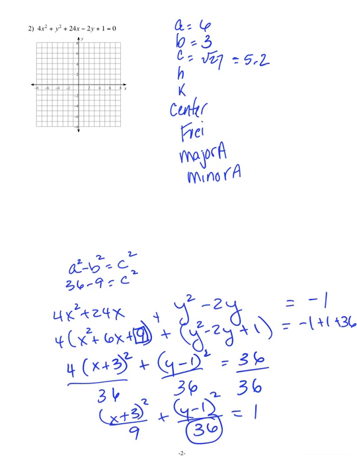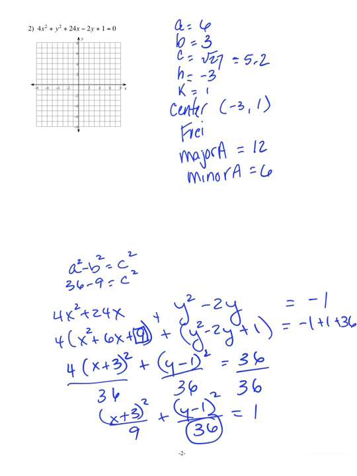Your H is the guy inside the parentheses with the X, the opposite sign, so -3. Your K is the opposite of the -1, so 1. So your center is -3, 1. Your major axis is 2 times 6, which is 12. Your minor axis is 2 times 3, which is 6.